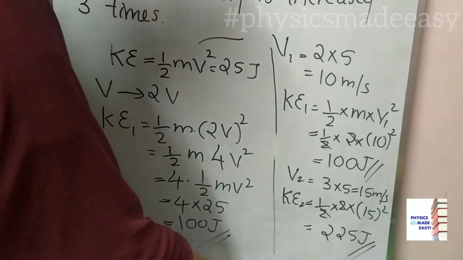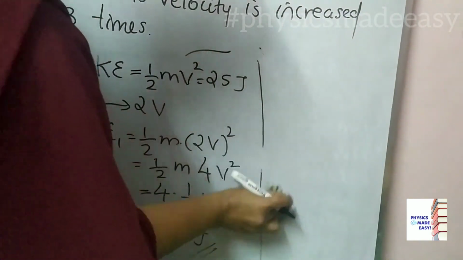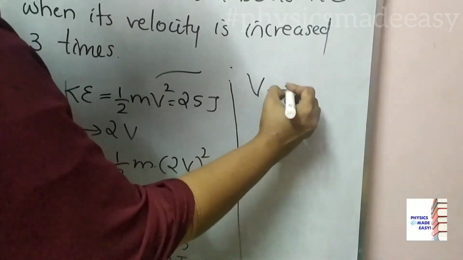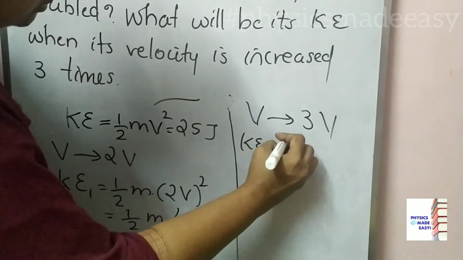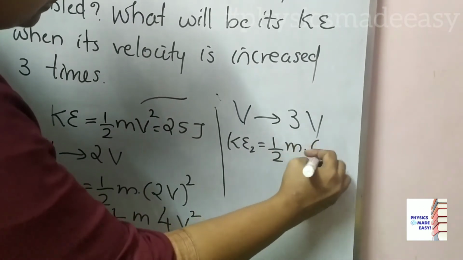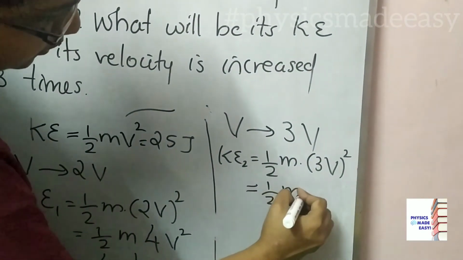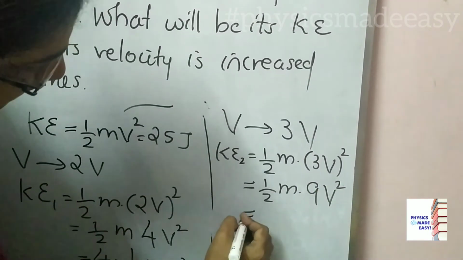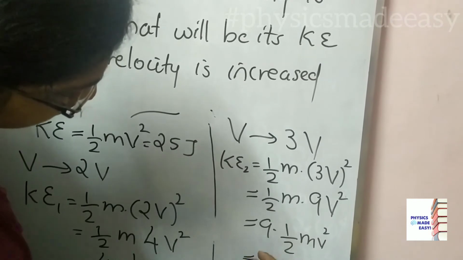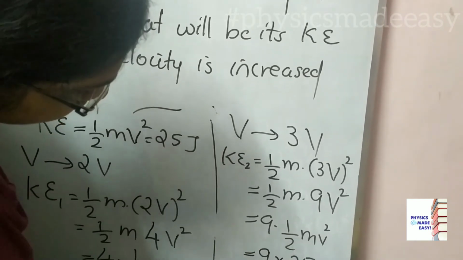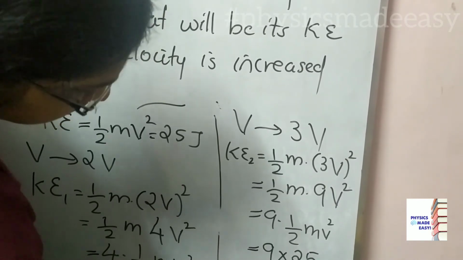Then how can we find if the velocity becomes 3 times? Here you can see velocity becoming 3 times, 3v. Then the equation, how can we write? Kinetic energy 2 is equal to half m into 3v the whole square, half m into 9v square. This we can write as 9 into half mv square, that is equal to 9 into 25, that is equal to 225 joule. Sorry.